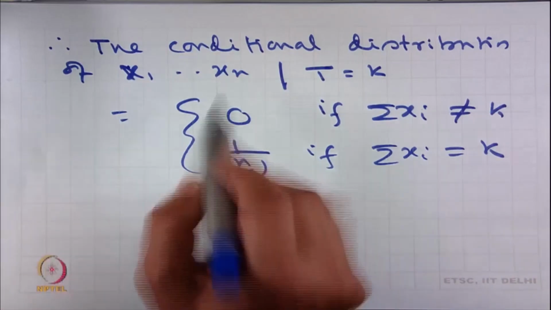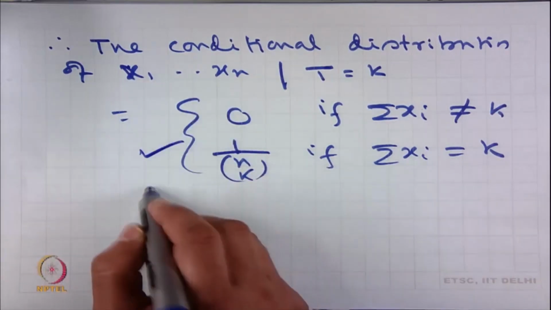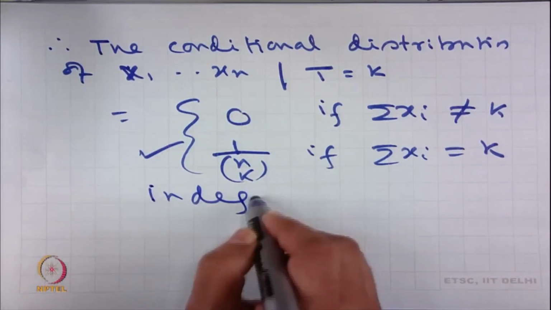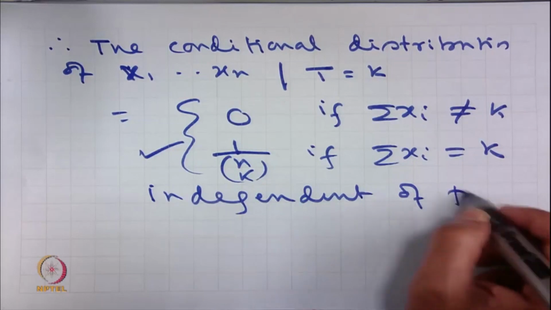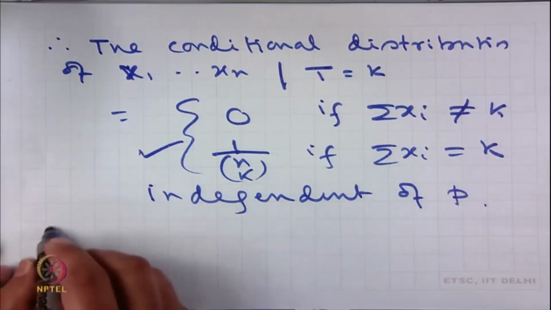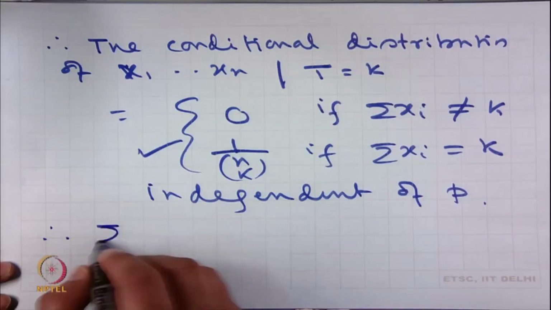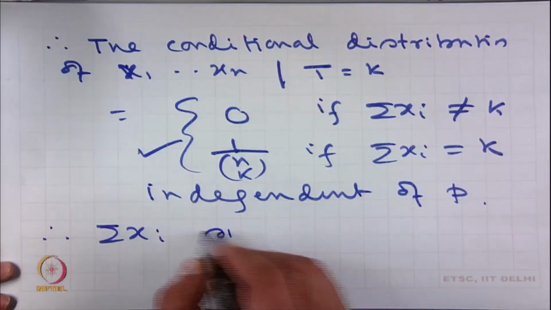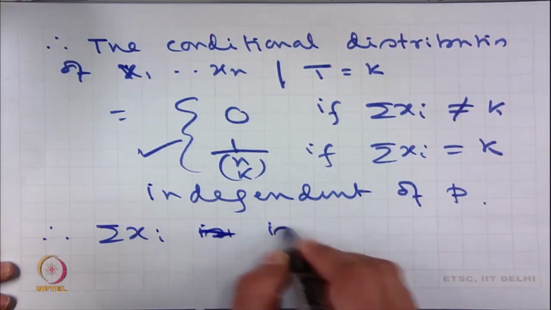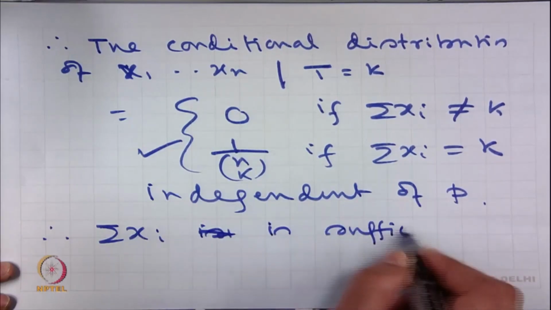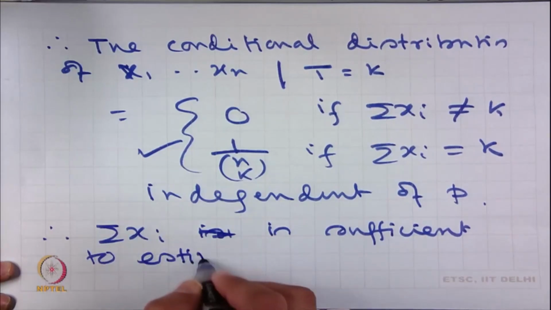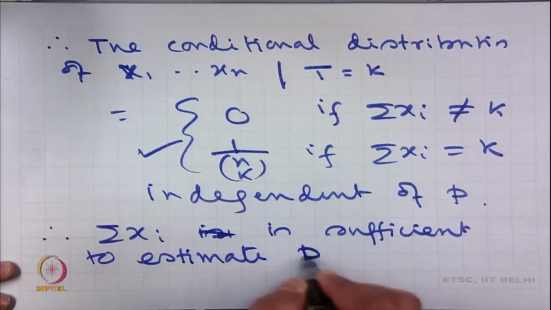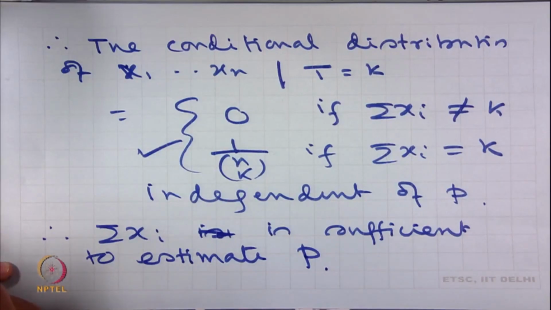Therefore, we see that this is independent of p. Therefore, sigma xi is sufficient to estimate p, and this we have argued already.